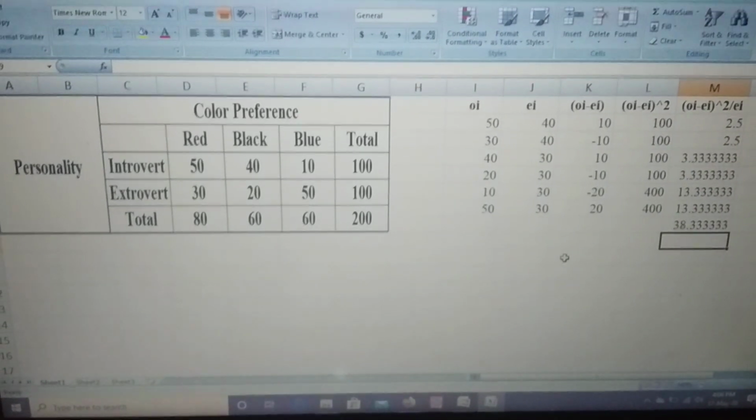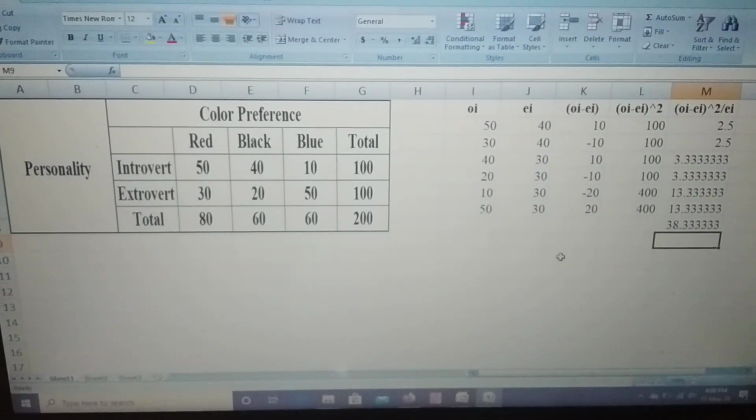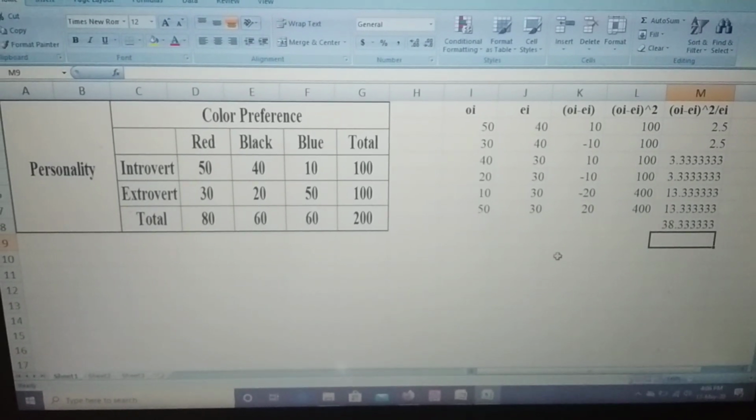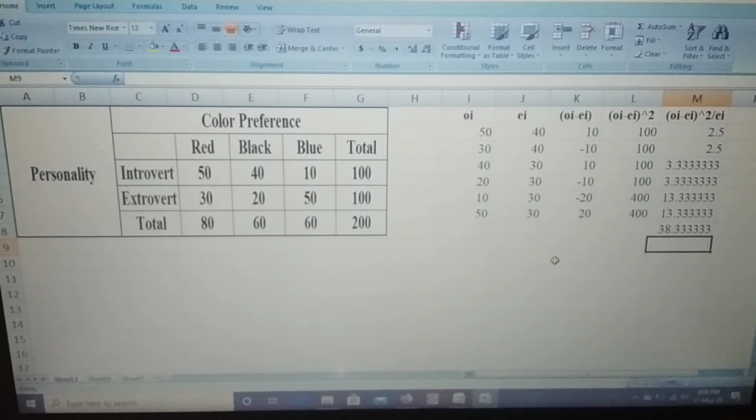I hope it is easy to understand. Practice it yourself and you will get to know the calculation.